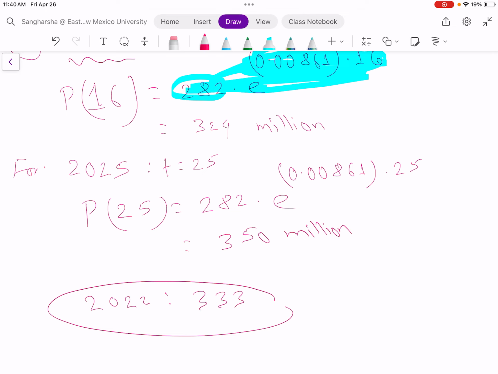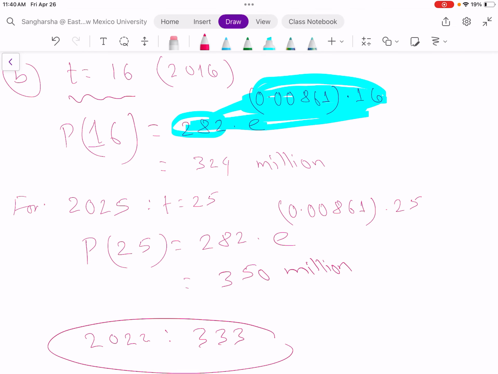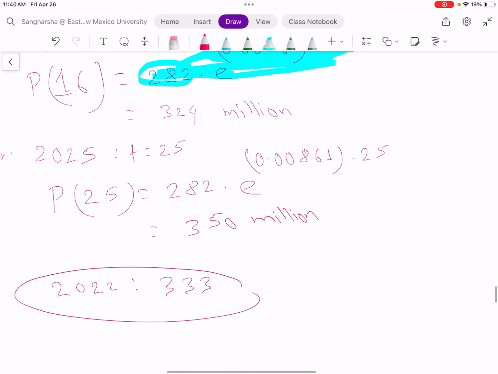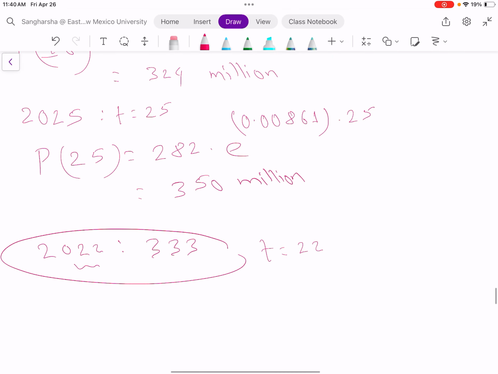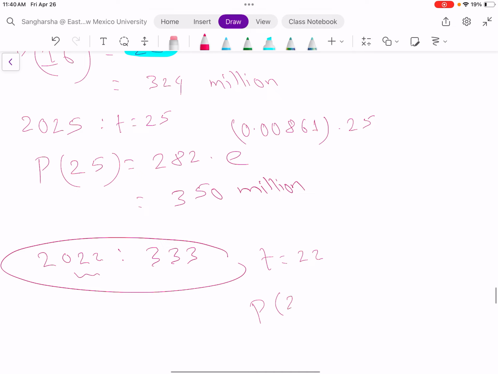Is it a good estimate? Is this function giving us a close answer? Now in 2025, do you think we will have 20 more million population? Now let's find for 2022. For 2022, our t would be 22, right? We get 340. So if you find p of 22, we get how much, you said? 340 million.